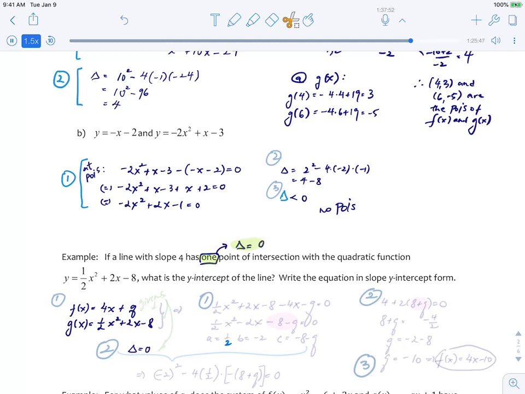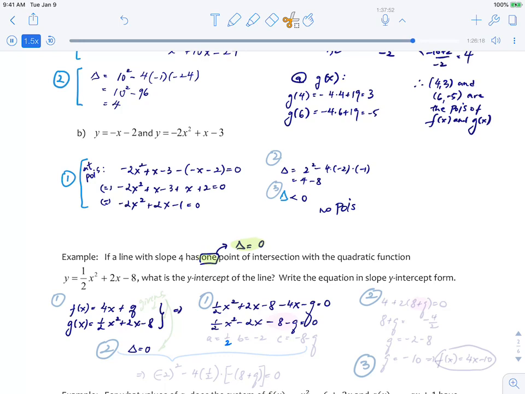I'm going to go straight to this and figure out what that means in terms of the two expressions. So from these two, I get 1/2 x squared plus 2x minus 8 minus 4x minus q is equal to 0. And I'm not quite at the discriminant stage yet. I know 1/2 x squared minus 2x minus 8 minus q is equal to 0.